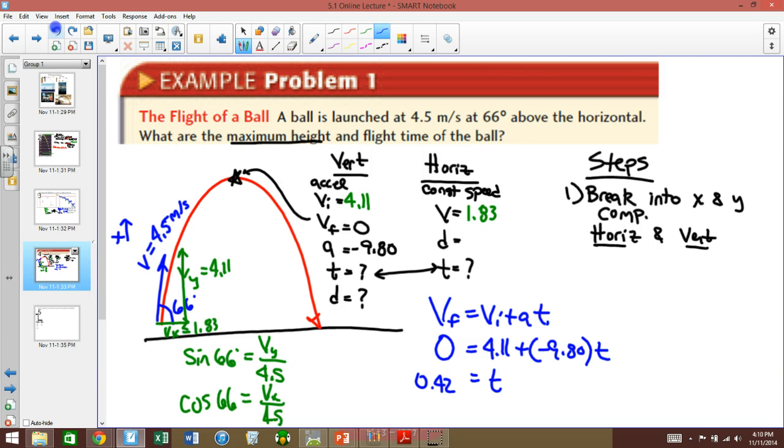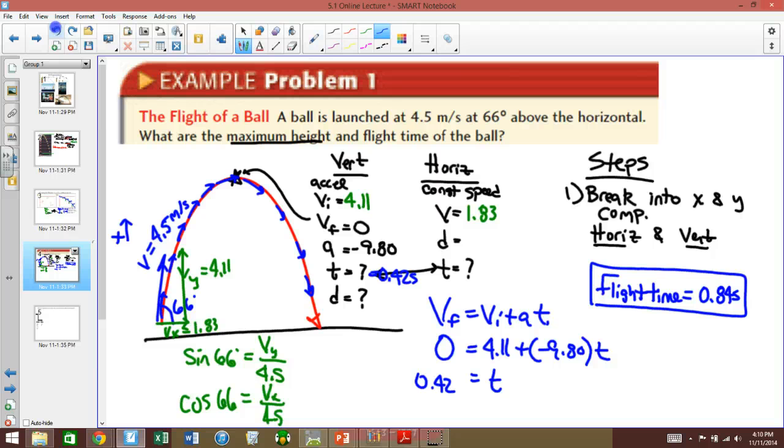0.42. Now be very, very careful. That's how much time it takes to get right there. It takes 0.42 seconds to get right there. So how much time is it in the air for? You got to double that. Flight time equals 0.84 seconds.